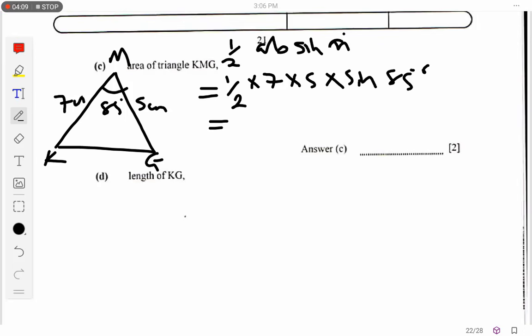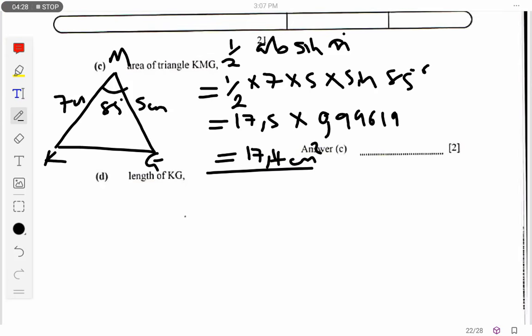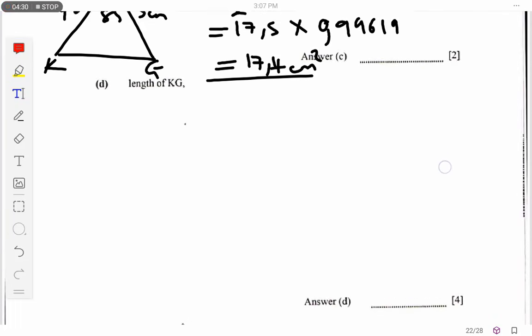So if you do that, for this part, if I multiply, I'm getting 17.5 times sine 85 degrees, which is close to 1, so it's 0.99619. And we multiply, I'm getting 17.4 centimeters squared. That's the area there. Okay, let's move on to the next question.